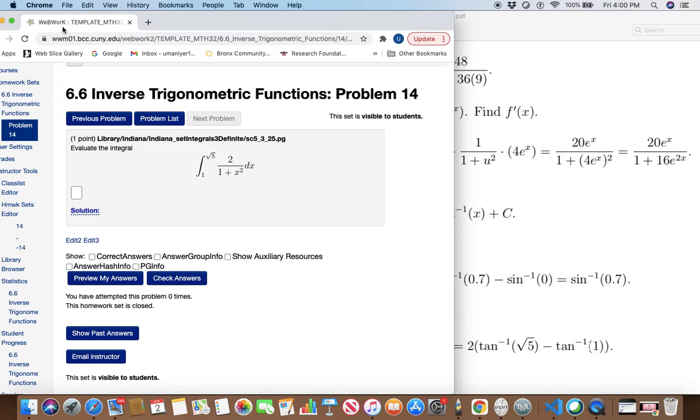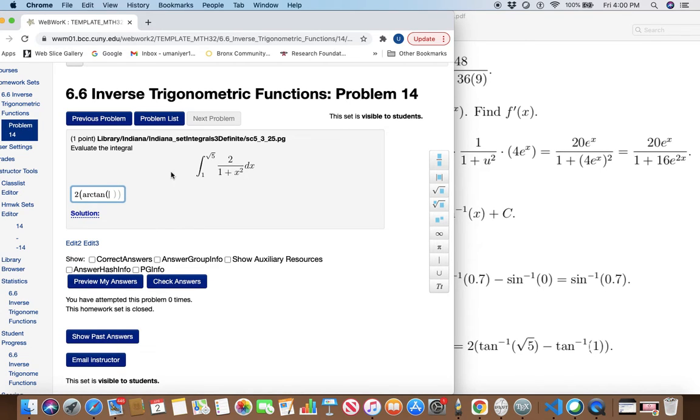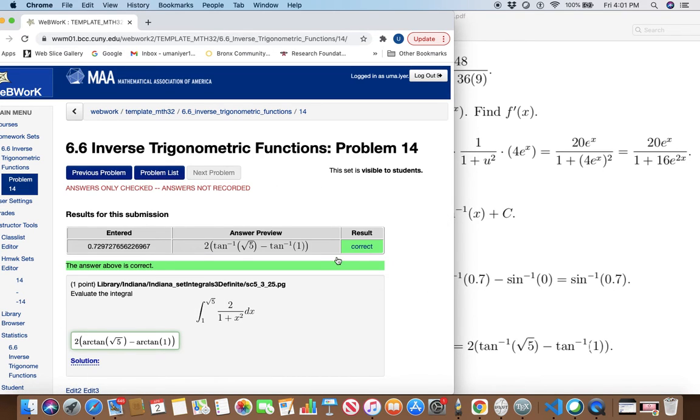So let's write that down. 2 times arc tan of square root 5 minus arc tan of 1. Close parenthesis and check. That completes our problem list for section 6.6.